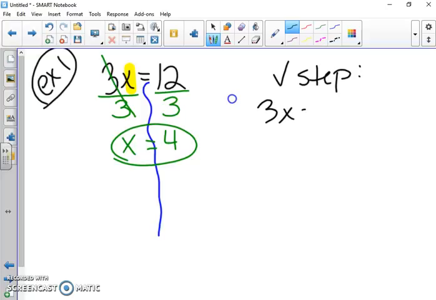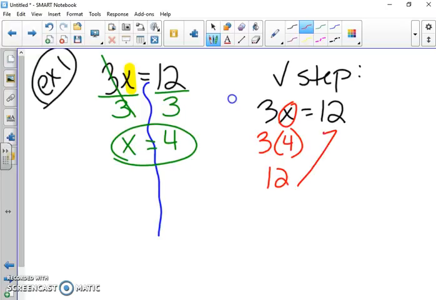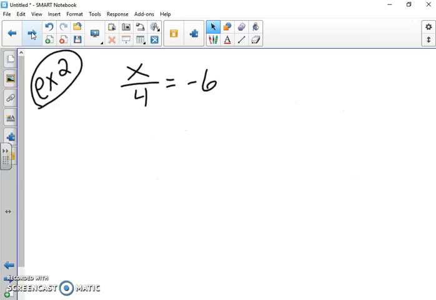So 3x equals 12. Once again, we think that x is 4. When I plug in, I use parentheses. 3 times 4 is 12. Is that what I'm supposed to get? Yep, check step.